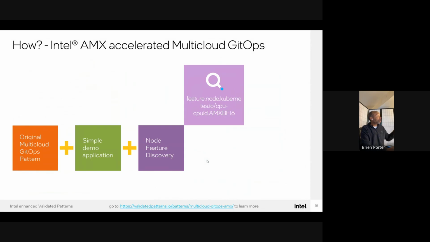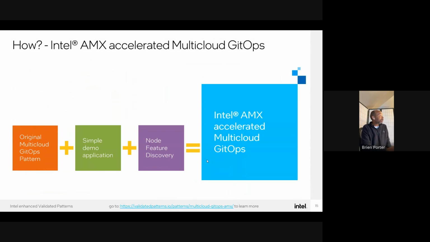So, effectively what we're doing is we're using the multi-cloud GitOps pattern that we are partnering with Red Hat with. We're giving you kind of a simple AI demo. We're doing the node feature discovery to make sure that it's on the right nodes. And then we're enabling that, right? Giving you our multi-cloud GitOps. Again, it's installing kind of the common tools and frameworks that you need to get your server in the data center or on the cloud up and running.